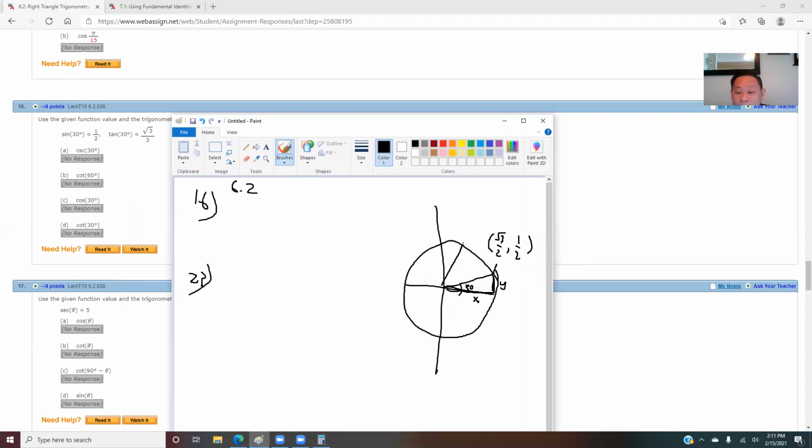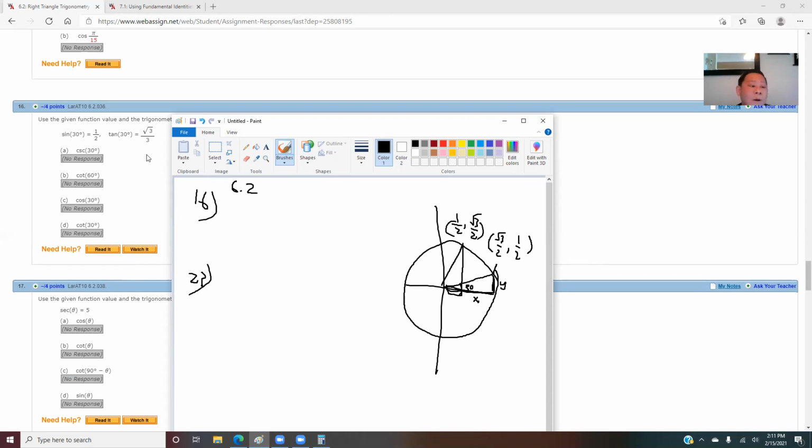And what happens when you got 60? This is 60. You just switch it around. 1/2 and root 3/2. Because this x is shorter than your y, right?